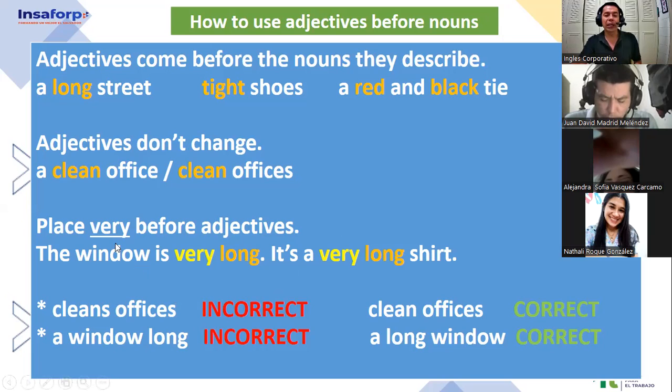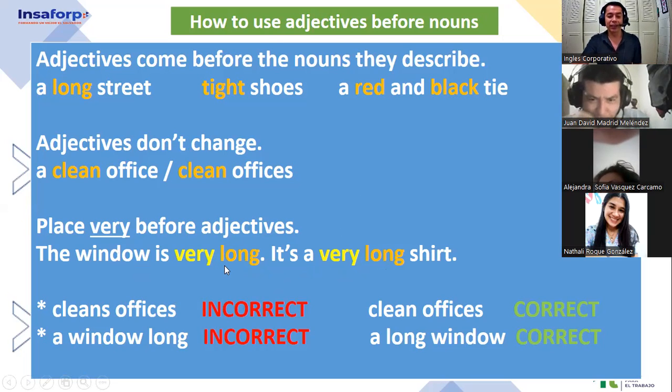Ok. Good. And here we have some intensifiers, right? For example, very is an intensifier, right? The window is very long. It's a very long window, right? Or you can say the window is so long. So and very are intensifiers, right? Scarlett Johansson is very pretty, you know? Very pretty. So very pretty.